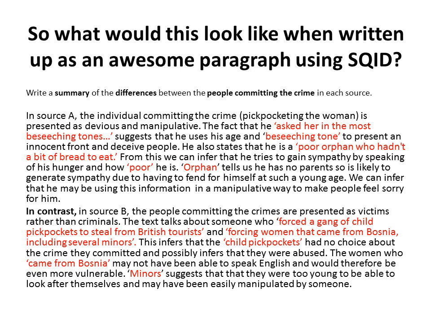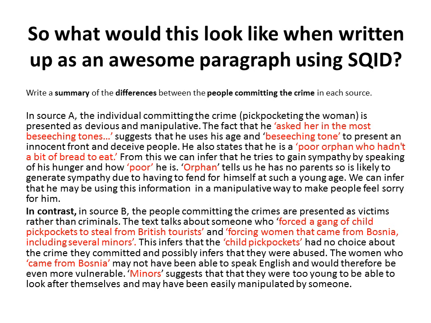Now obviously, this is me that's written this, and there isn't one way to write a perfect paragraph, but if you're using SQUID and you're following that basic framework of statement, quote or quotes, inference, and then develop that inference, this is what that might now look like. So I'm going to read it to you. As you look at it, think about where I am hitting each part of the SQUID acronym.